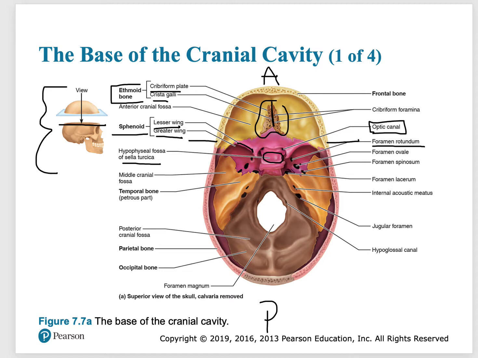The next foramen is the foramen ovale. We have the foramen spinosum, which is the most lateral, and then the foramen lacerum, which is going to be more medial again. So if you're trying to memorize these, we have rotundum, ovale, spinosum, lacerum.